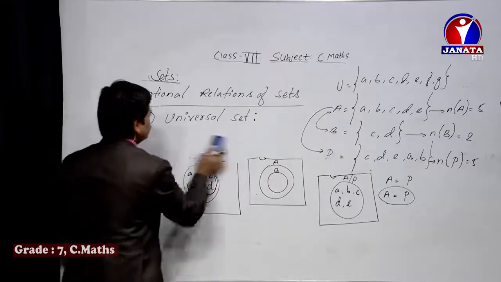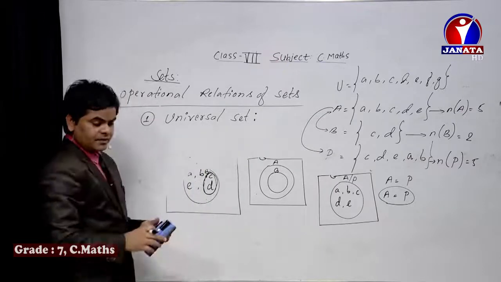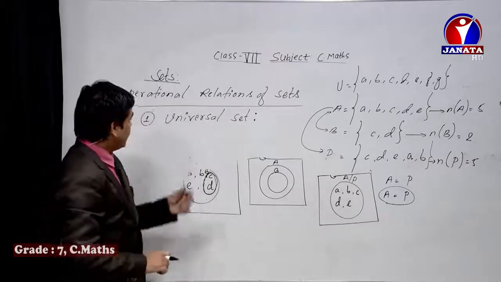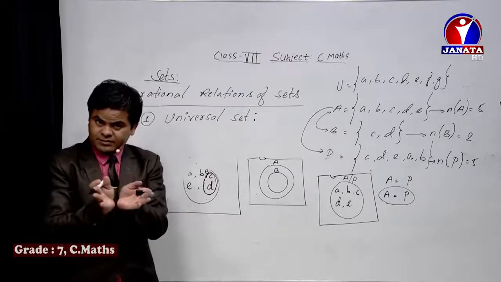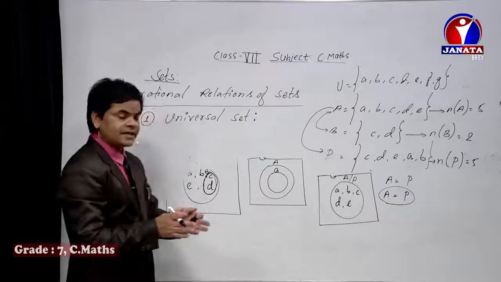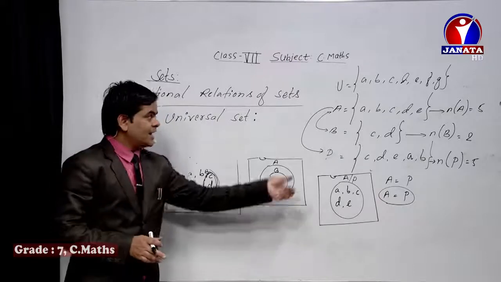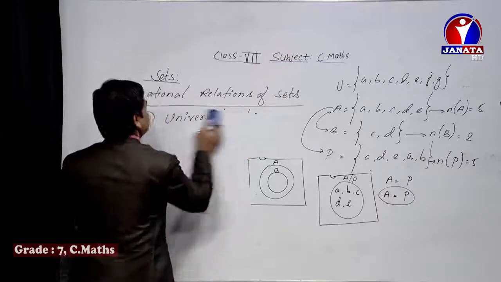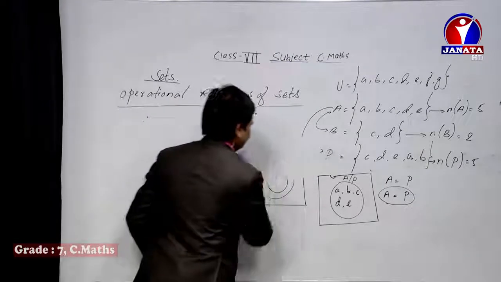So directly if we say, from the universal set we can make so many subsets, okay? And among those subsets also we have two categories. One is proper subset, another one is improper subset, that you have just learned through Venn diagram as well as the listing method. So let's focus on other relationships, operational relations of the set.